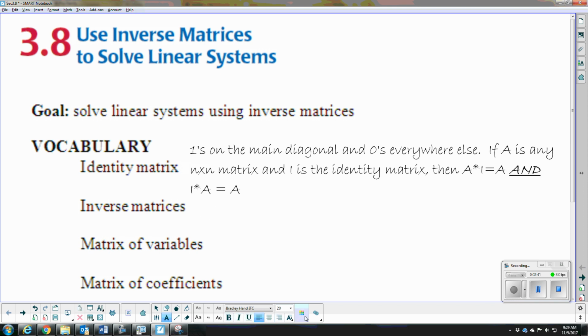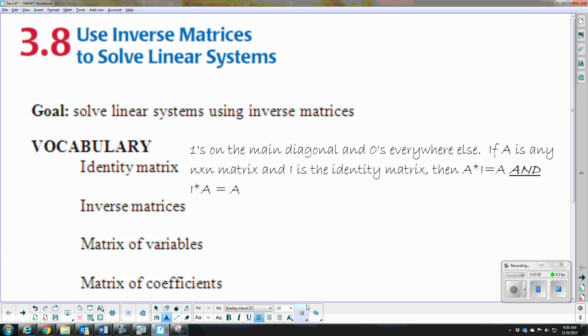The next one is our inverse matrices. So just like multiplication, we have an inverse. So 1 over 5 times 5 gives us the identity, 1, the multiplicative identity. So this is true with matrices also.